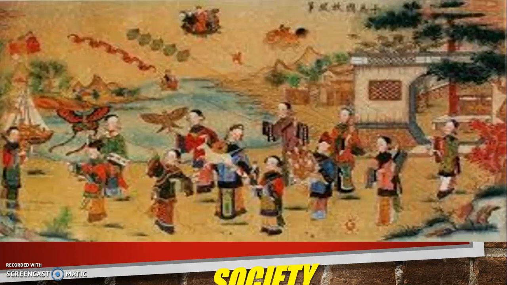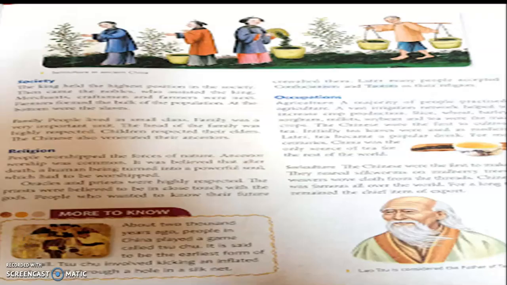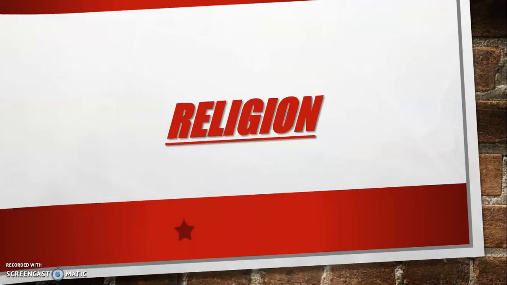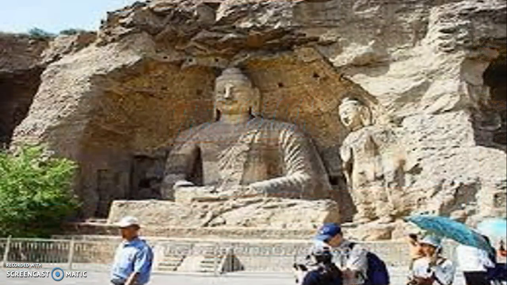Students, our next topic is religion. In Chinese civilization, people worshipped the forces of nature. People believed in priests and oracles. People believed that priests and oracles were close to the god. After some time, people accepted Confucianism and Taoism.